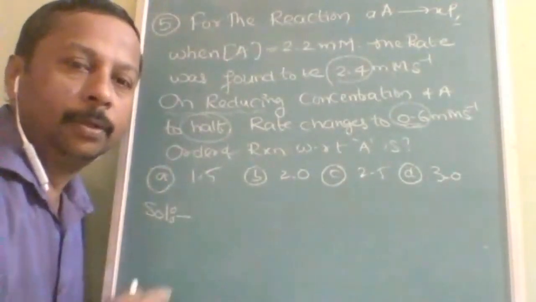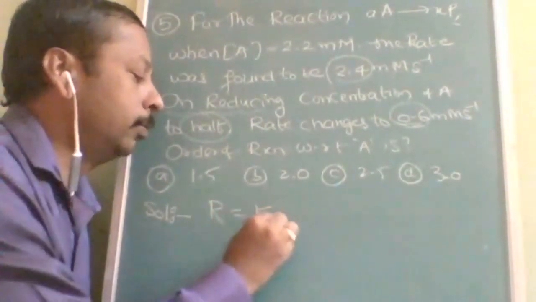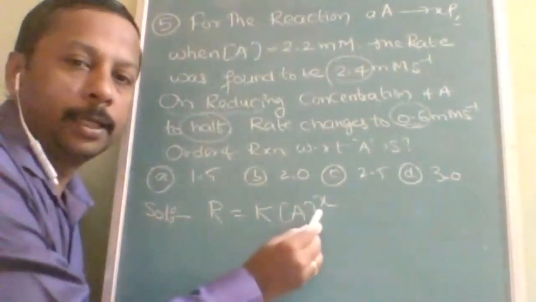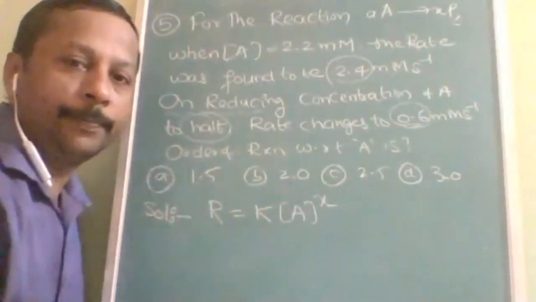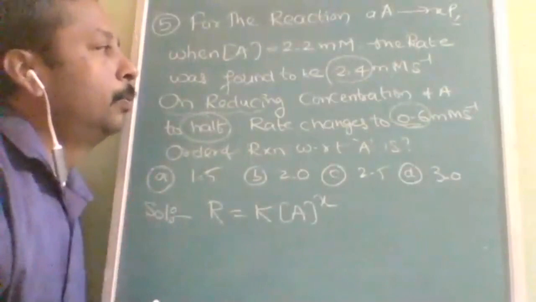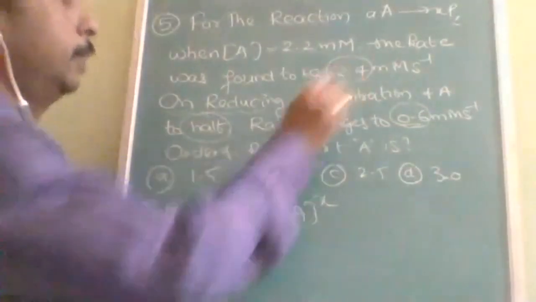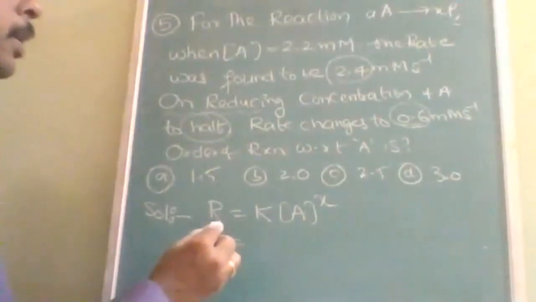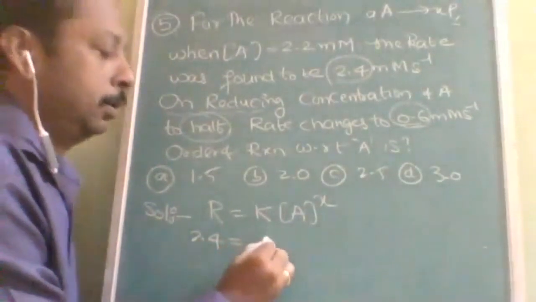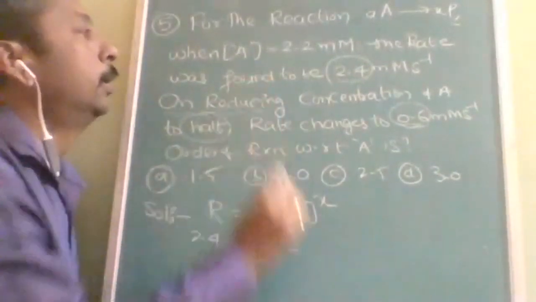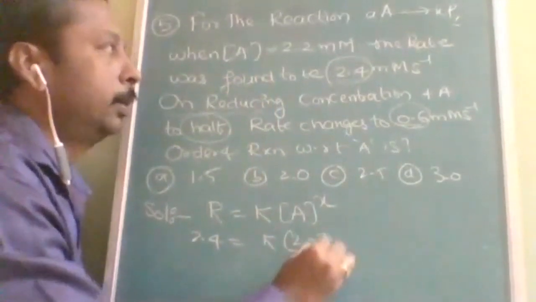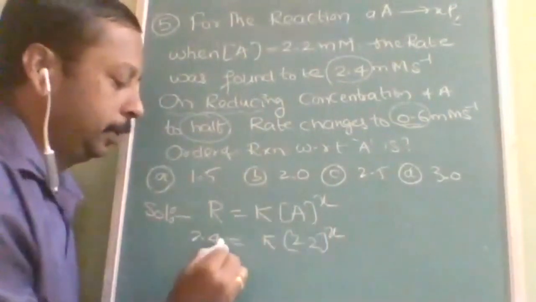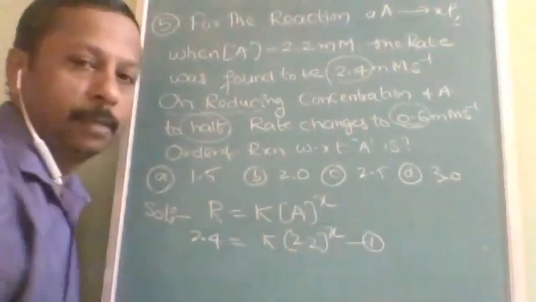Listen carefully now. According to this, R is equal to K into A to the power of X. We don't know the order of reaction, so we will take it as x. Now rate is equal to, first condition I am taking as 2.4 is equal to, rate constant is not given, so I will take it like this only. Initial concentration was 2.2 millimoles. Let us not worry about millimoles. Let us take this as equation 1.